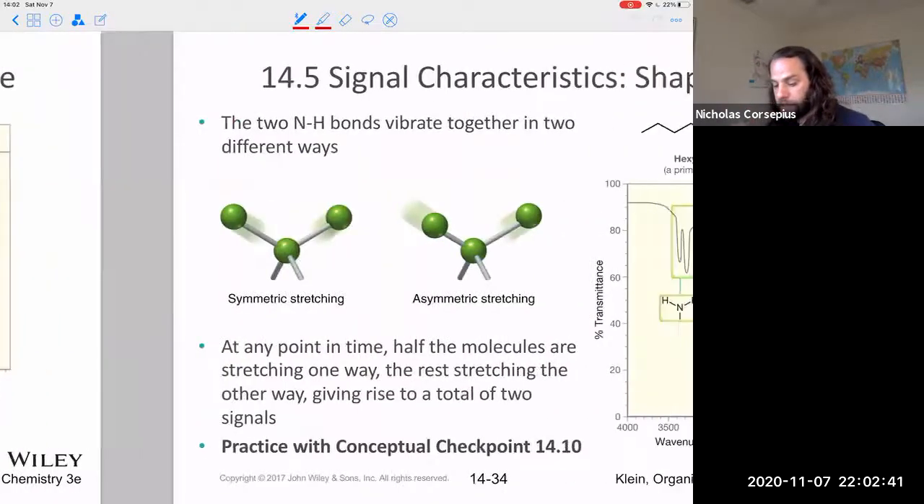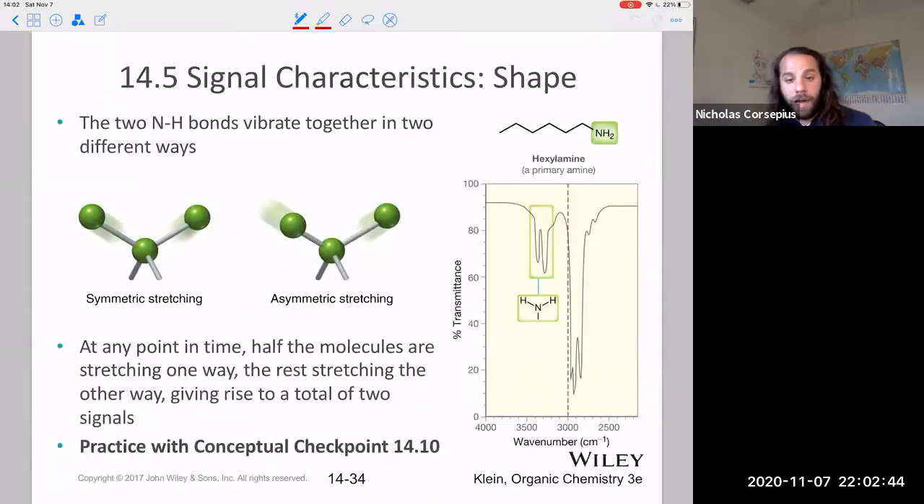Why are there two versus one? It's not because there are two hydrogens, it's because there's two different types of stretching that they can do when there are two hydrogens. So they can either stretch simultaneously or symmetrically, or they can stretch asymmetrically. Okay, so these molecules are doing these little dances. That's why we have these two different absorption peaks for a primary amine.